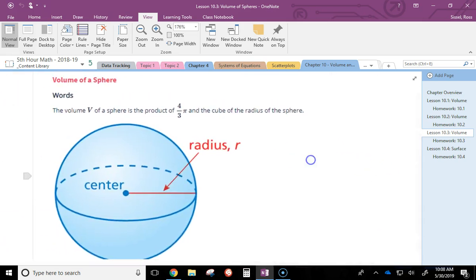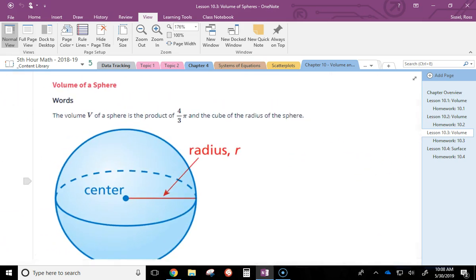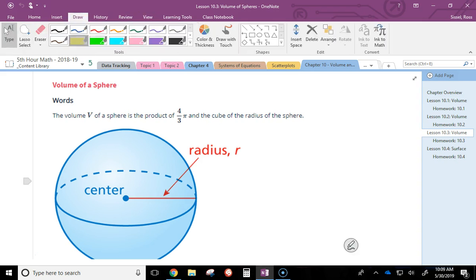Today, the key idea here is volume of a sphere. The volume V of a sphere is the product of 4/3 times pi and the cube of the radius. What does cube of the radius mean? Times itself by 3. So that means radius cubed.